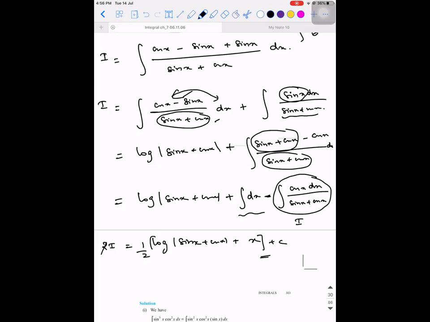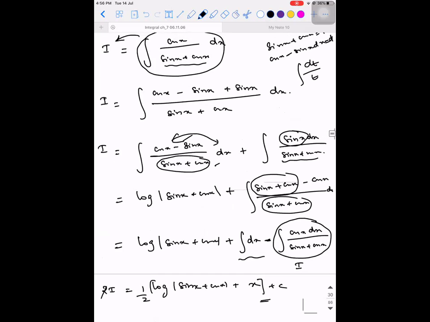Okay, there is an alternate method. So you can just take a screenshot of this.